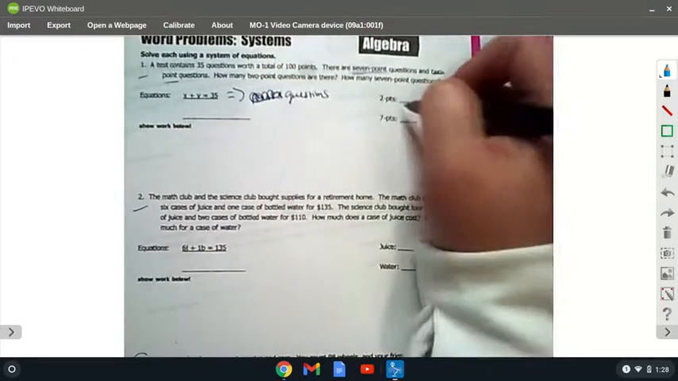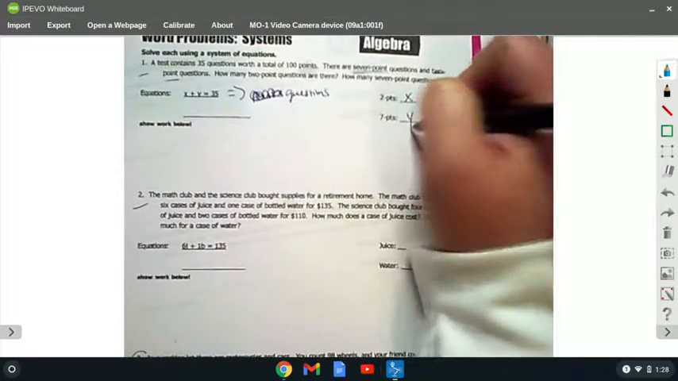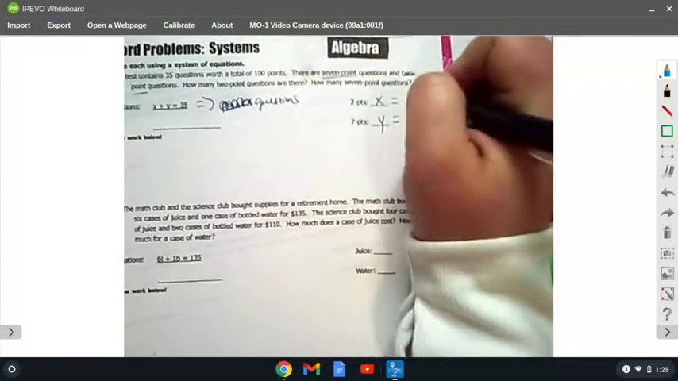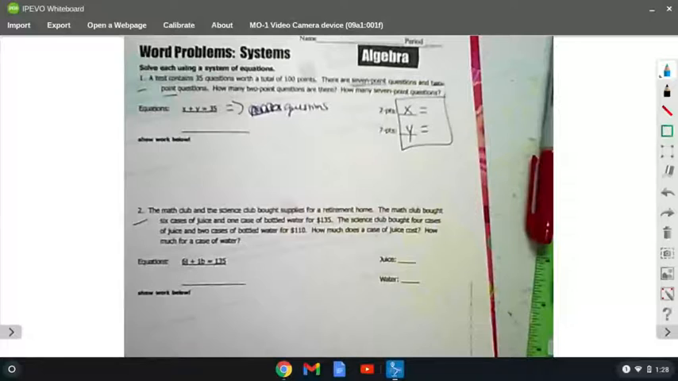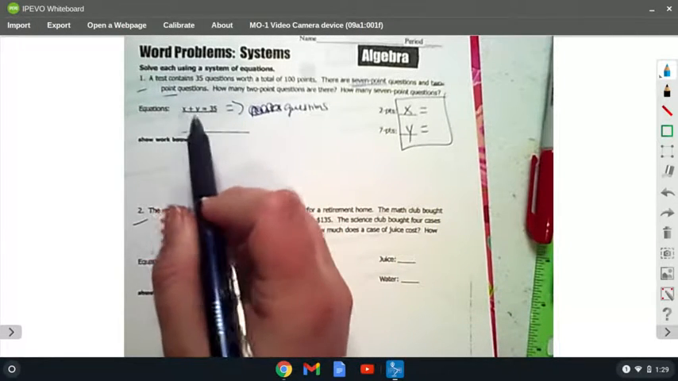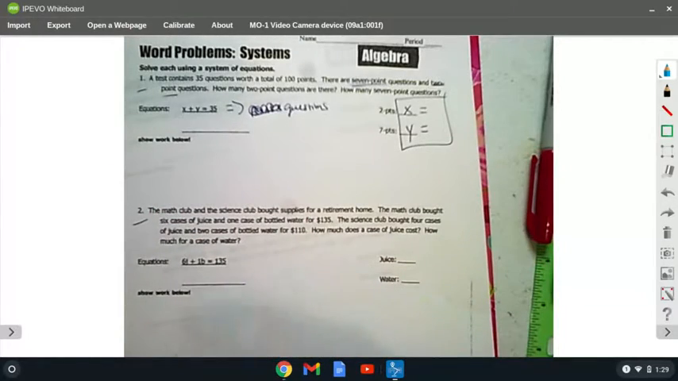Okay. So our 2-point questions are going to be called X and our 7-point questions are going to be called Y. And we need to tell them how many there are of each of them. So they gave us the equation that the 2-point and 7-point questions added together should equal 35 questions.